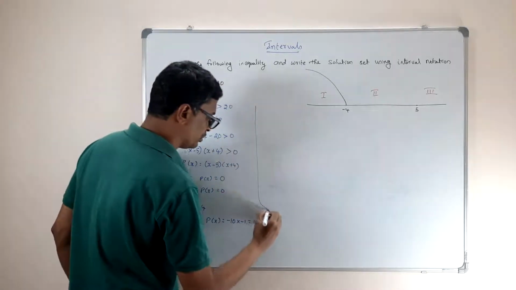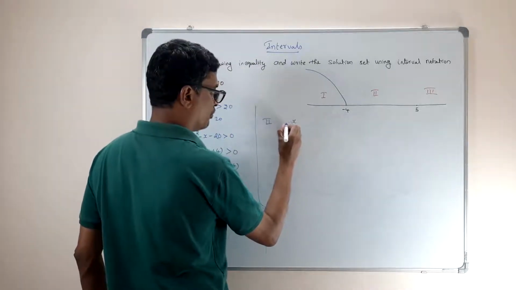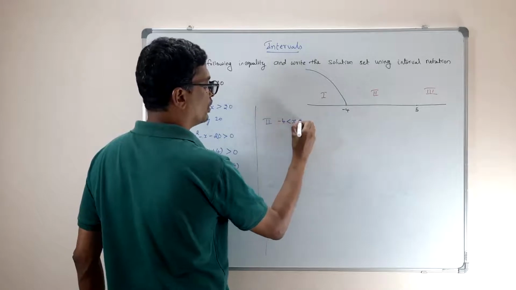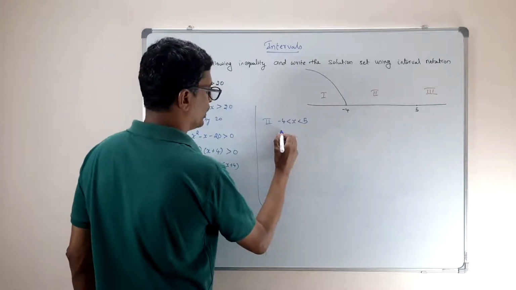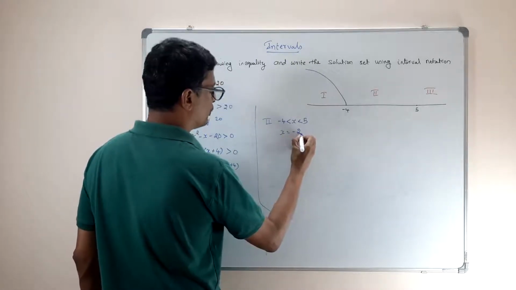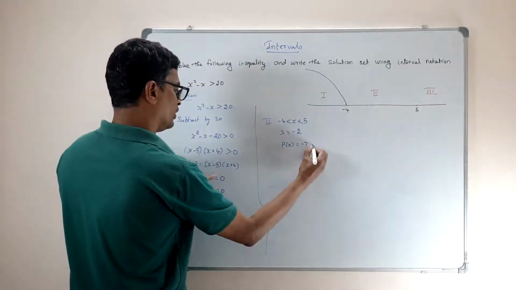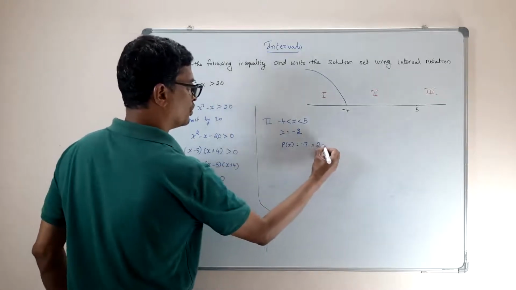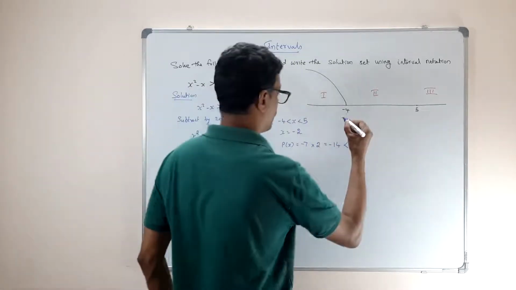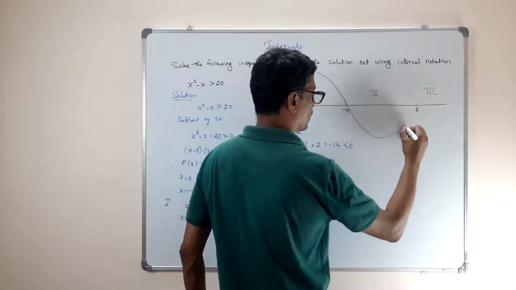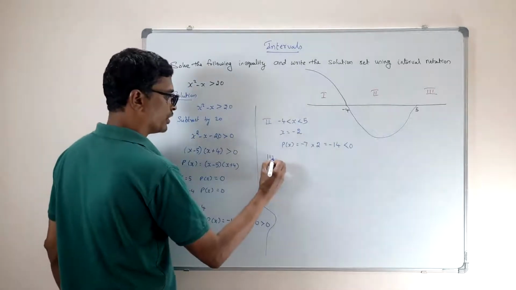What's region 2? X is greater than minus 4 and less than 5. Let us take x equal to minus 2. So p of x equals minus 7 into 2, which is minus 14, less than 0. Negative. So in this region, it is going to be something like this. Correct?